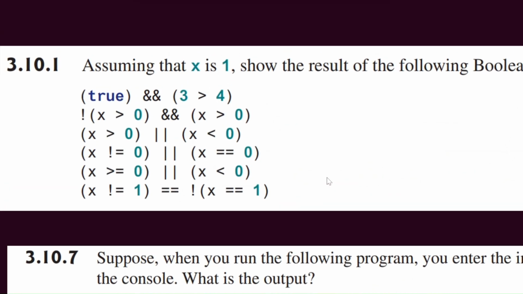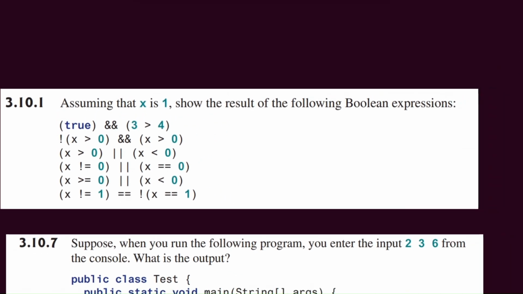Okay. So assume that x is 1. Show the result of the following Boolean expressions. Let me get red. Okay. So this one is true, and this one is false. So for it to be true, we have an and feature. So that means both of them has to be true. So this one is true, so I'll put a check here. But this one is false. So this would give you false.